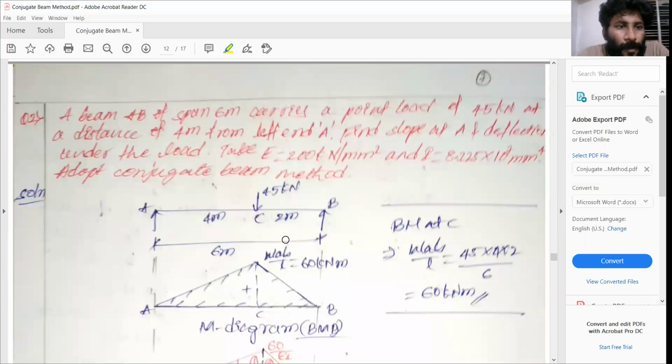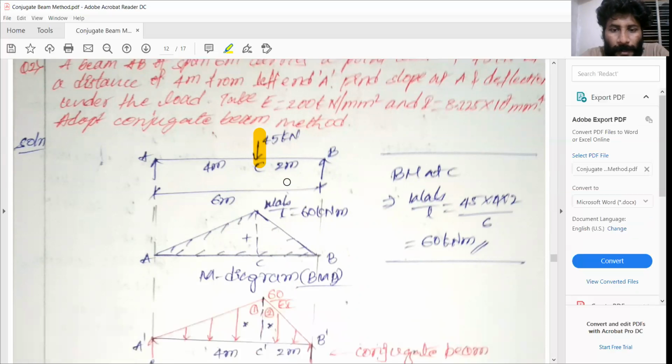So next problem, we'll move on to the next problem. That is a beam AB, again same here, but EI is constant, span 6 meter, carries a point load of 45 kN acting at a distance of 4 meter from the left end. Find slope at A and deflection under the point load. E value is given, I value is given. So use the conjugate beam method.